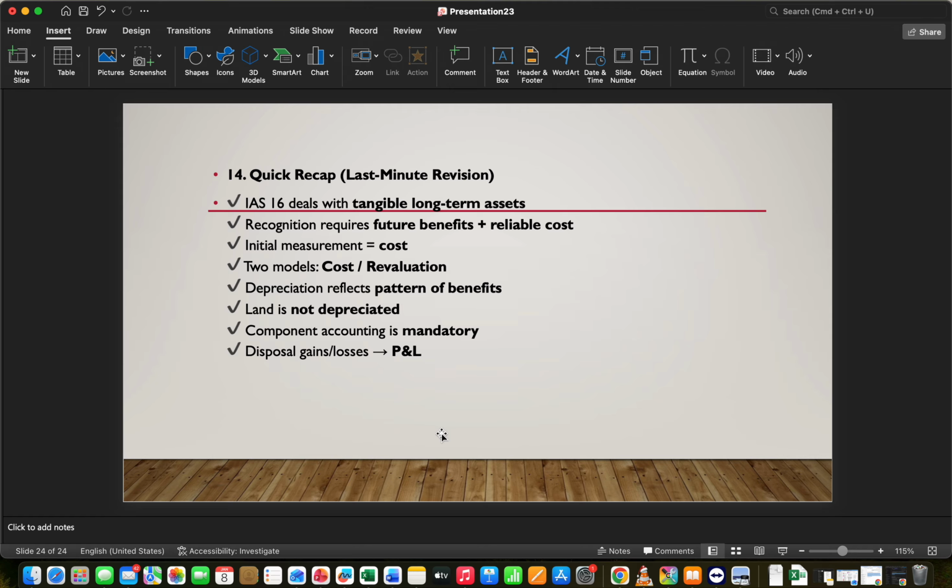Now, a quick recap, last minute revision. IAS 16 deals with tangible long term assets, that is tangible non-current assets. Recognition requires future benefits plus reliable cost. Its initial measurement will always be at cost. Now we have two models, the cost model or the revaluation model, for subsequent measurement. Depreciation reflects the pattern of benefits. Land is not depreciated. Component accounting is mandatory. Disposal gains or losses will go to profit and loss.